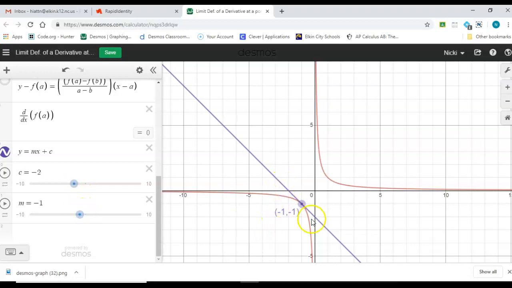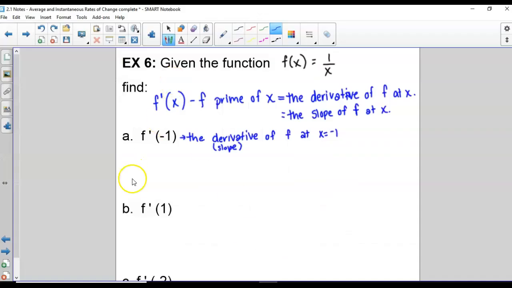It might have a slope of -1. That looks pretty close, doesn't it? There, only touching at one point. So when you're estimating that slope, you're trying to think, if I had this line that just barely touched at one point, what would the slope of that line be? We definitely have a negative slope because this graph is decreasing here. So let's figure it out using the limit definition.